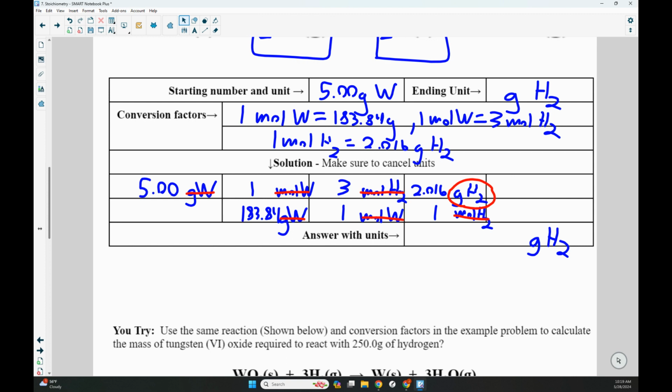The way you do this is you start with the number 5, multiply it by 3, multiply that by 2.016, then we're going to divide by 183.84, then we're going to hit enter, and that's going to give us our answer, which is, when you round it, 0.16 grams of H2, not very much. Okay, pause the video and do the U-try.